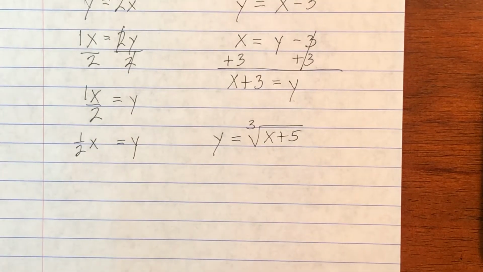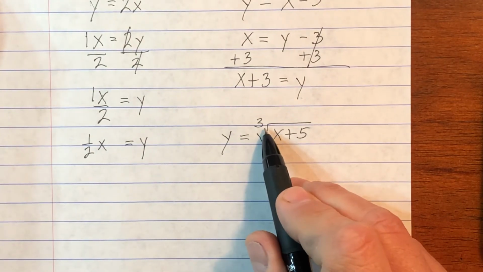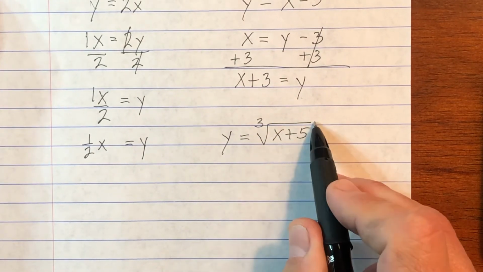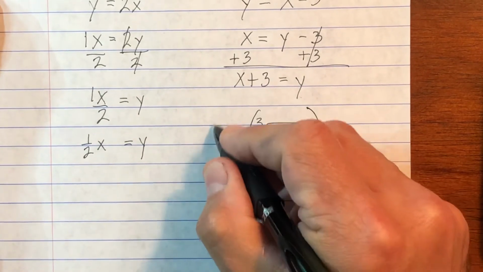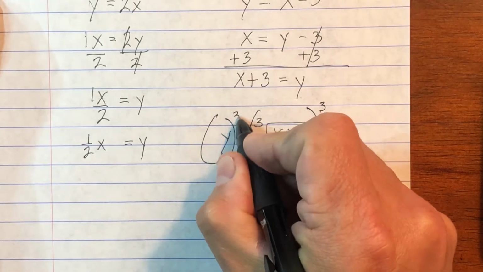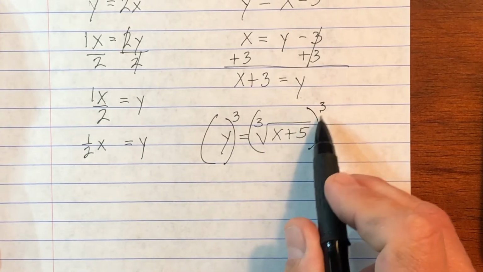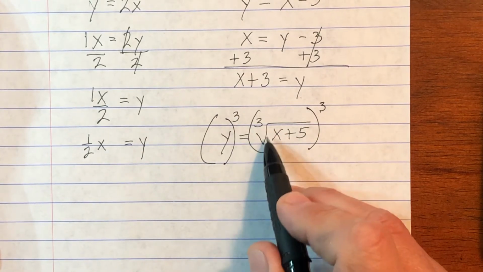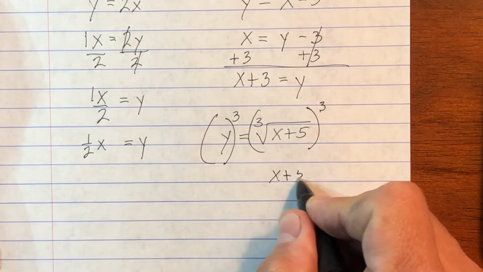All right, well, that just means we have one extra step to do. How do you undo a cubed root? How do we get rid of this radical? You undo a cubed root by cubing both sides. Take this side to the third power and take this side to the third power. If you take the cube of a cubed root, all that happens is the radical goes away and you're left with x plus 5.